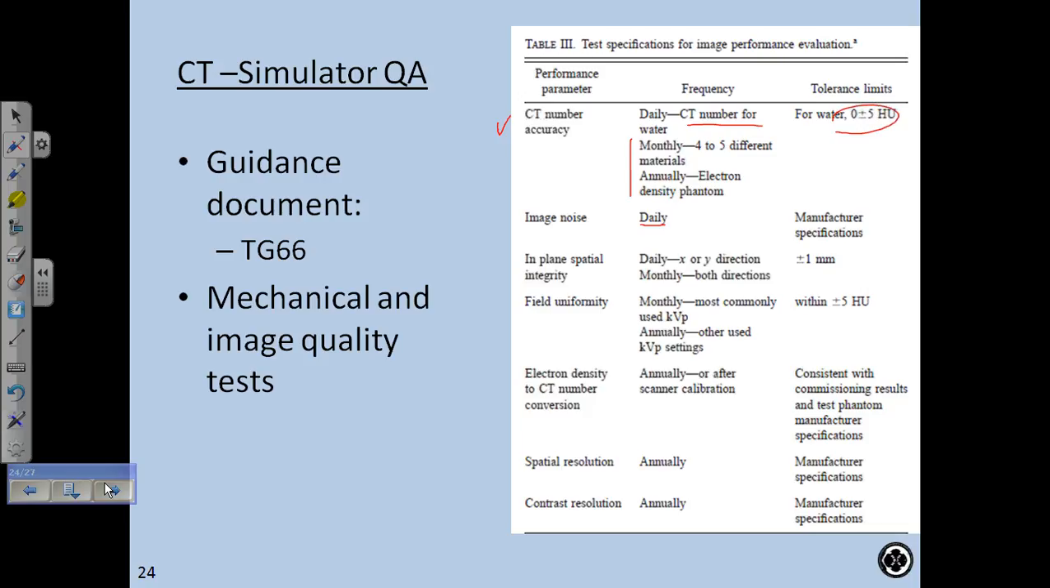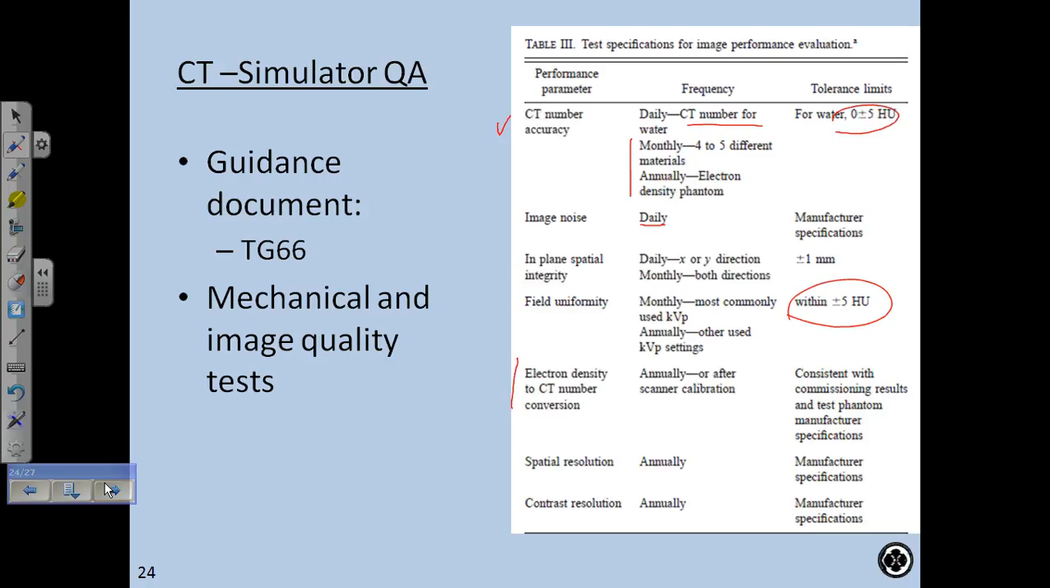In-plane spatial integrity. So what you could do is you could scan a phantom of known distances and then take the measure tool and make sure that they're correct. Field uniformity. Monthly, most commonly used, could be annual. Okay, so field uniformity I already talked about. It's those 5 regions that the Hounsfield units have to be within a certain range, and here's the range right there. Okay, CT to ED, again, that's the cheese phantom.